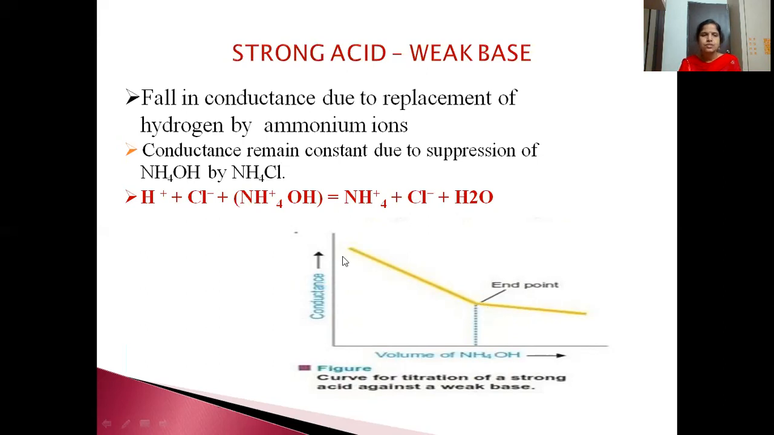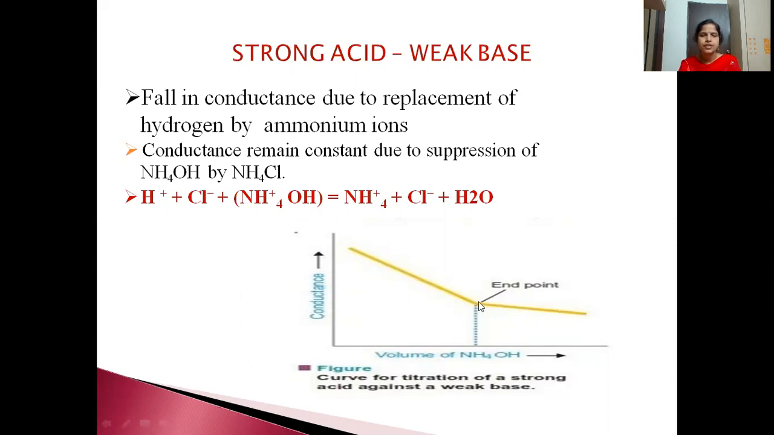In this, first because of HCl, the conductance is high. Slowly all the H+ ions are replaced by ammonium ions, therefore the conductance is decreasing. Then after some time the conductance will not increase, due to the suppression of ammonium hydroxide by ammonium chloride.